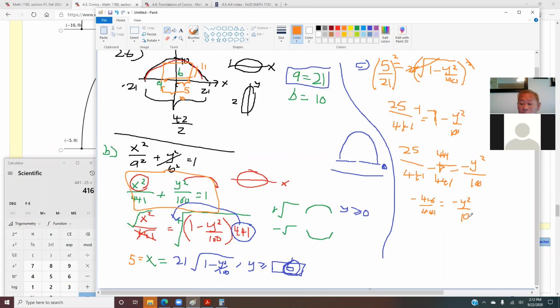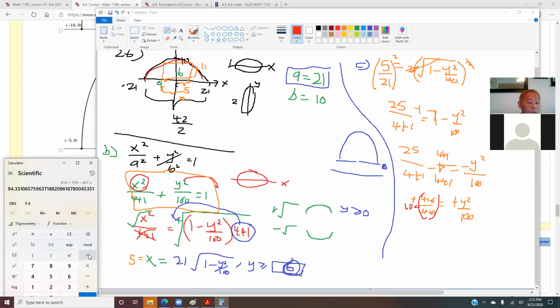And don't forget, because you got negative on both sides, you can cross them out to become positive. So the negative no longer. And then what do I do next is the 100. I multiply this by 100. So I'm going to use my calculator. 416 times 100 divided by 441. You got an icky number, and then you need to take the square root of it because you got a y. So you take the square root of this fellow.